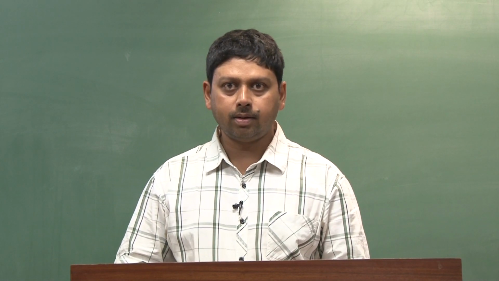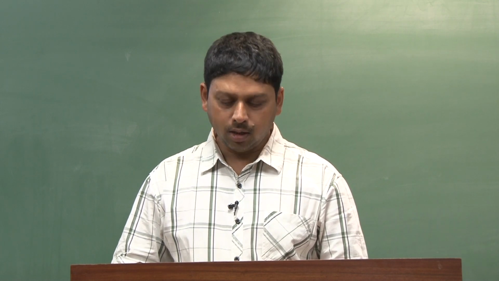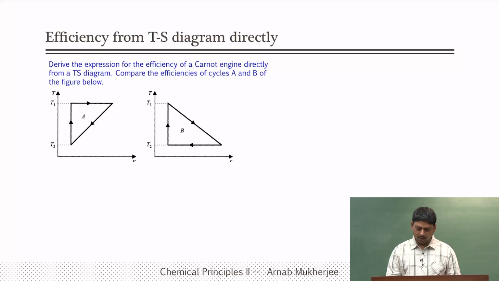So, let us continue with the problems that we are doing on the second law of thermodynamics. Here is a problem on the efficiency calculation from the TS diagram directly. The question says: derive the expression for the efficiency of a Carnot engine directly from the TS diagram. Compare the efficiencies of the cycles A and B in the figure below.